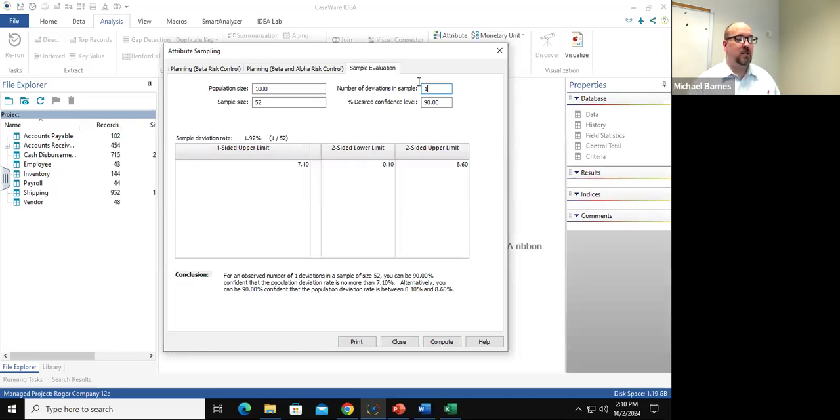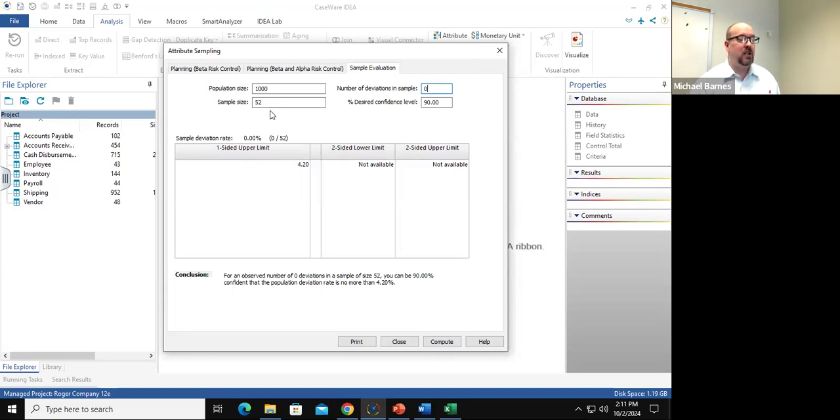Okay. And our third example is just saying it's 0. So if it's 0, obviously the population deviation rate is going to be 0, right? Nope, that's not the right answer. So why am I saying that? It's important to keep in mind that even if we observe 0 deviations in the sample, we have to add something onto it to get the expected population deviation rate.